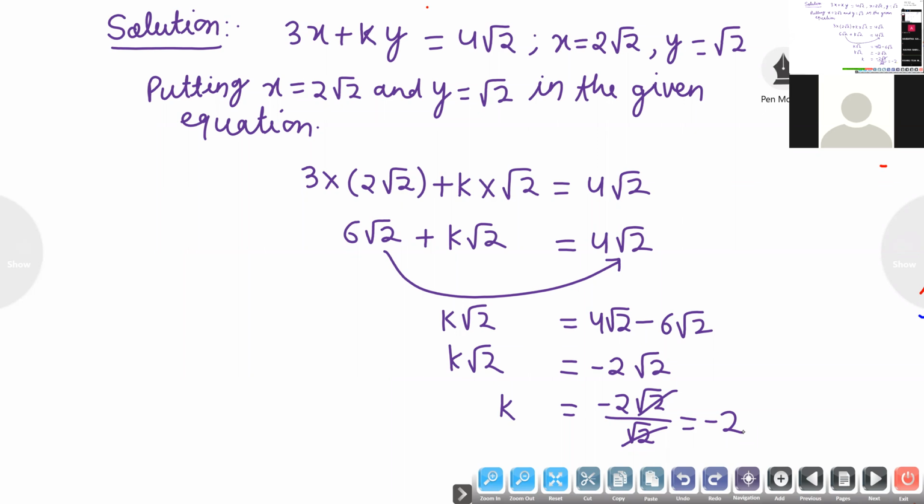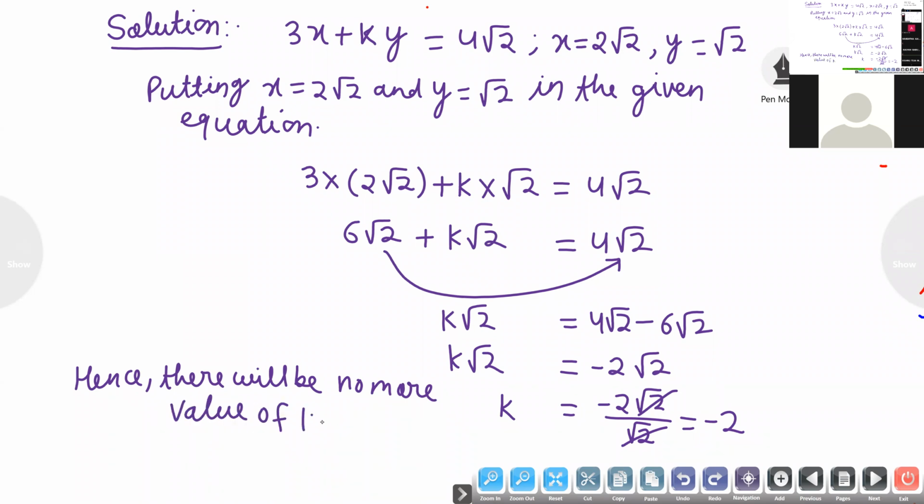Hence, there will be no more value of k. I hope students you are getting my point. Hence, there will be no more value of k.